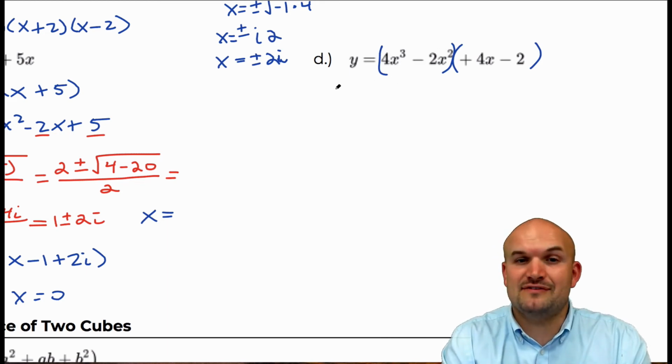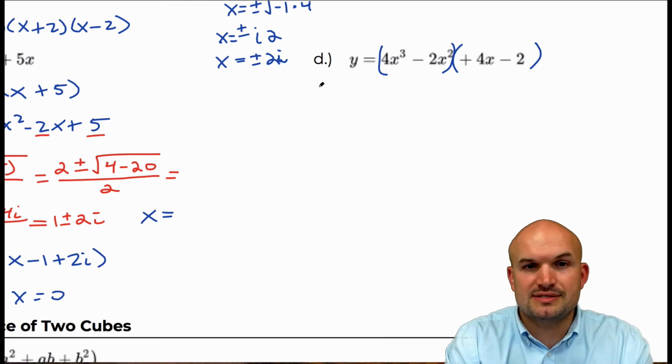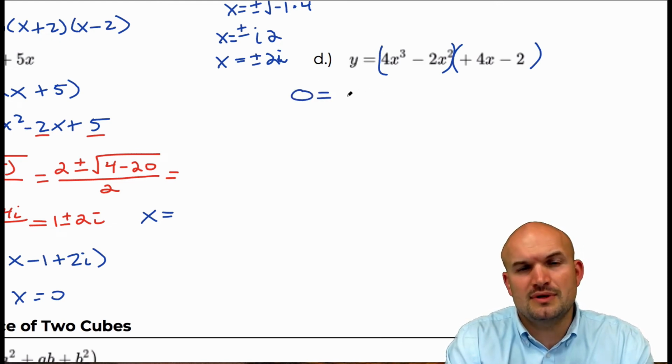What GCF can I pull out from each of these groupings? And again, we're trying to find the 0, so let's just set it equal to 0. Here you can see that they both share a 2x squared. When I factor that out, I'm left with a 2x minus 1.